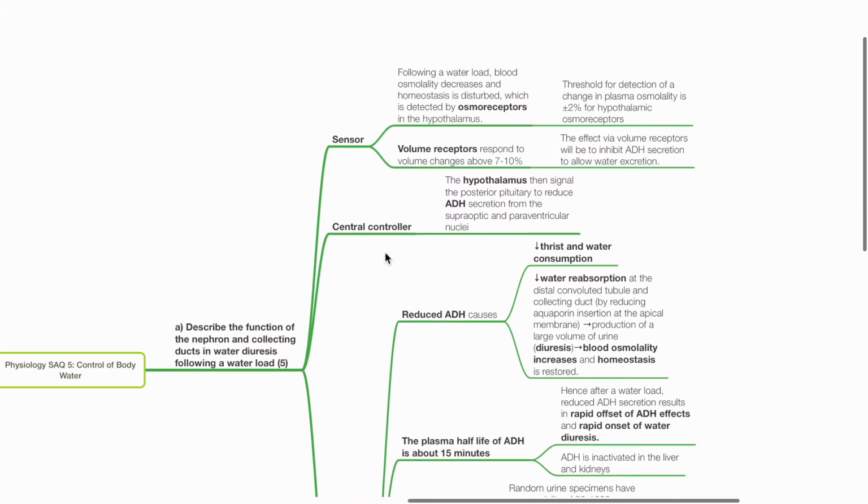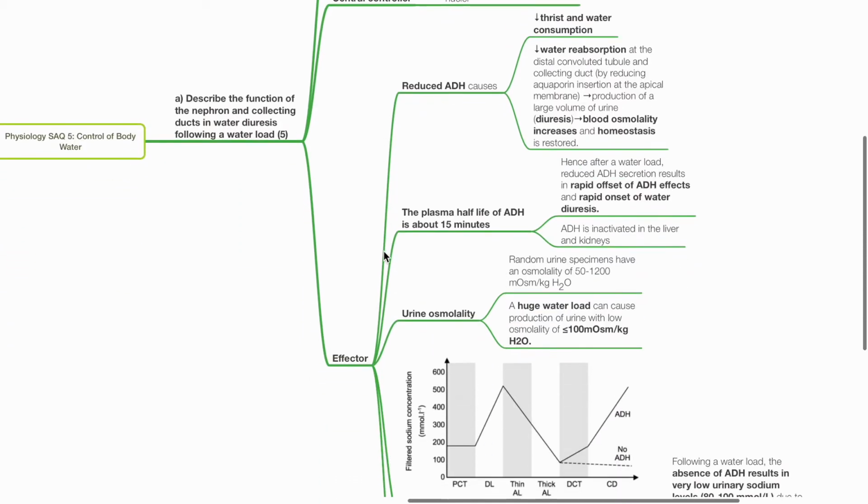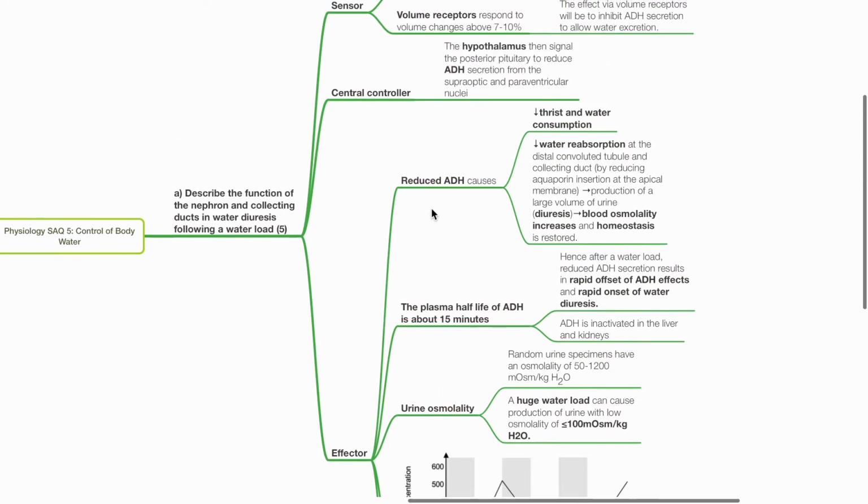Central controller. The hypothalamus then signals the posterior pituitary to reduce ADH secretion from the supraoptic and paraventricular nuclei. Effector. Reduced ADH causes reduced thirst and water consumption and reduced water reabsorption at the distal convoluted tubule and collecting duct. By reducing aquaporin insertion at the apical membrane, this results in production of a large volume of urine and diuresis. Blood osmolality increases and homeostasis is restored.